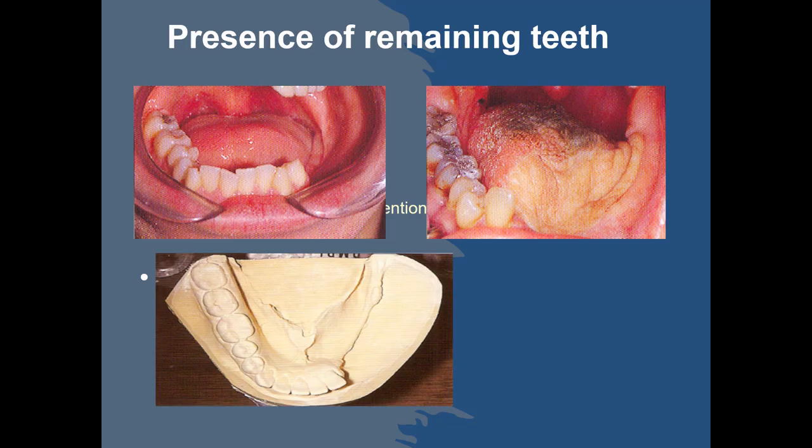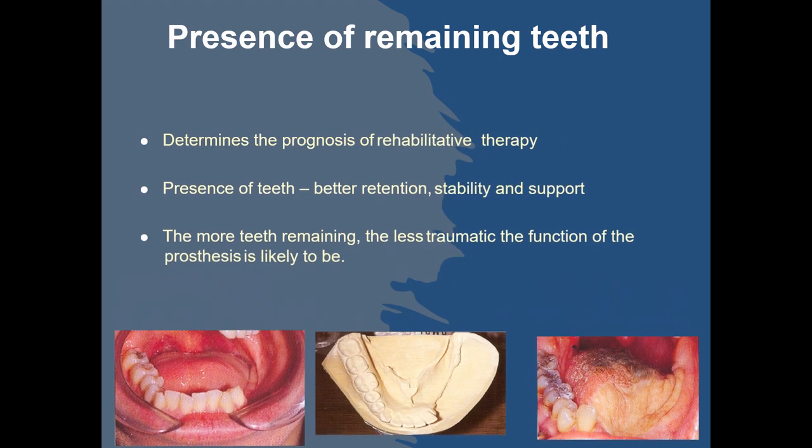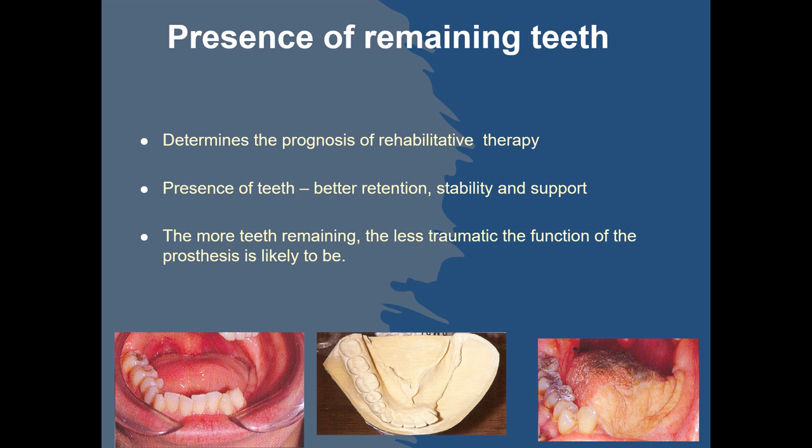Now the second determinant, that is the presence of remaining teeth or implants. So usually teeth within the vicinity of planned radiation therapy with anything less than an excellent prognosis are frequently extracted prior to therapy in order to reduce the risk of future complications like osteoradionecrosis. So, the presence of remaining teeth or implants is the most important factor that determines the prognosis of rehabilitative therapy.